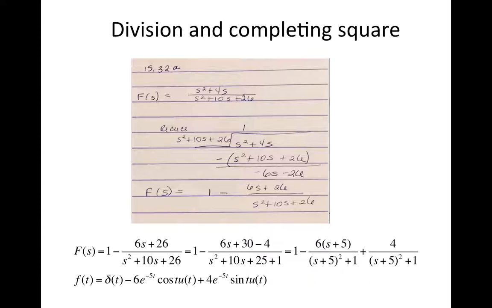So now I take this numerator and play with it a little bit. And let me change the 26 to 30 minus 4. Which means I can factor out a 6 and get my s plus 5 term, and I can move my 4 term over here. Looks like maybe, nope, this is positive, so I'm good. And then I take the inverse transform of each term by term. So the 1 is going to transform to delta of t, and then the latter two terms will be exponentially damped, sine and cosine.